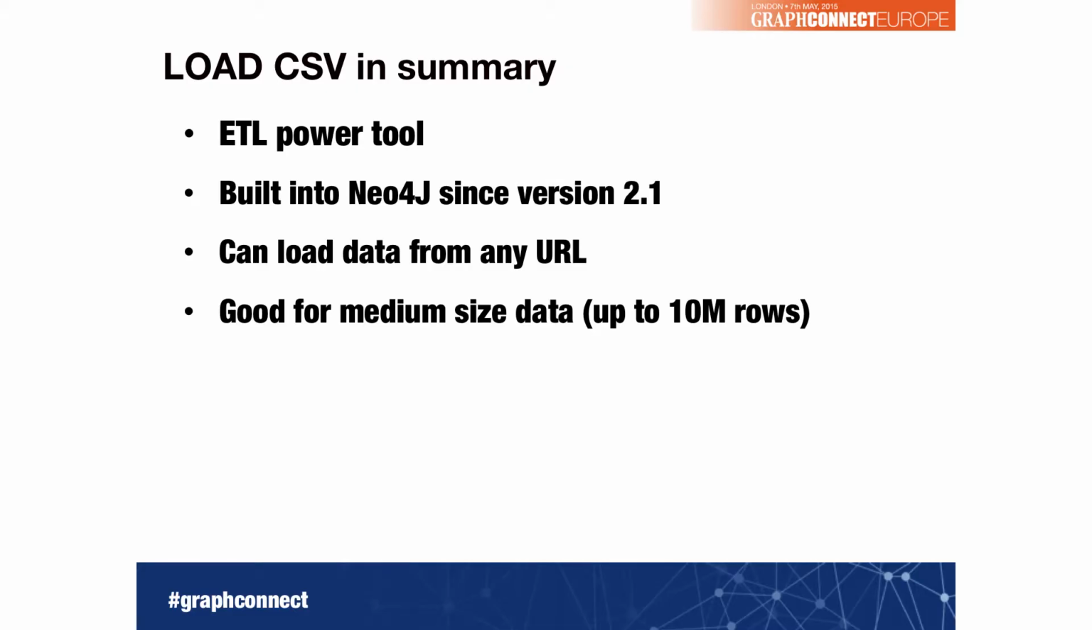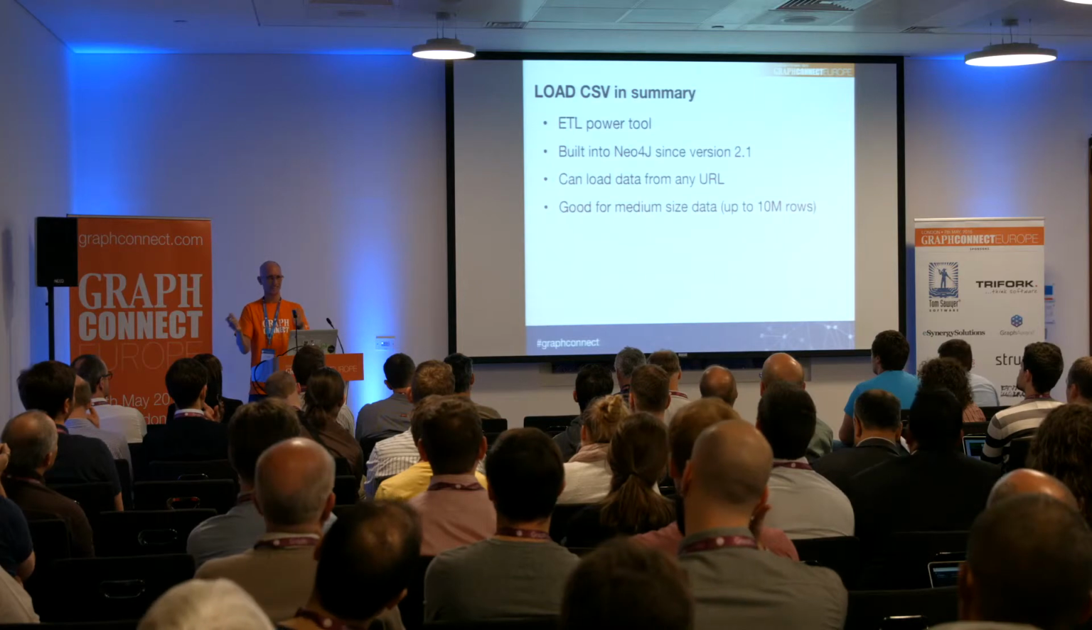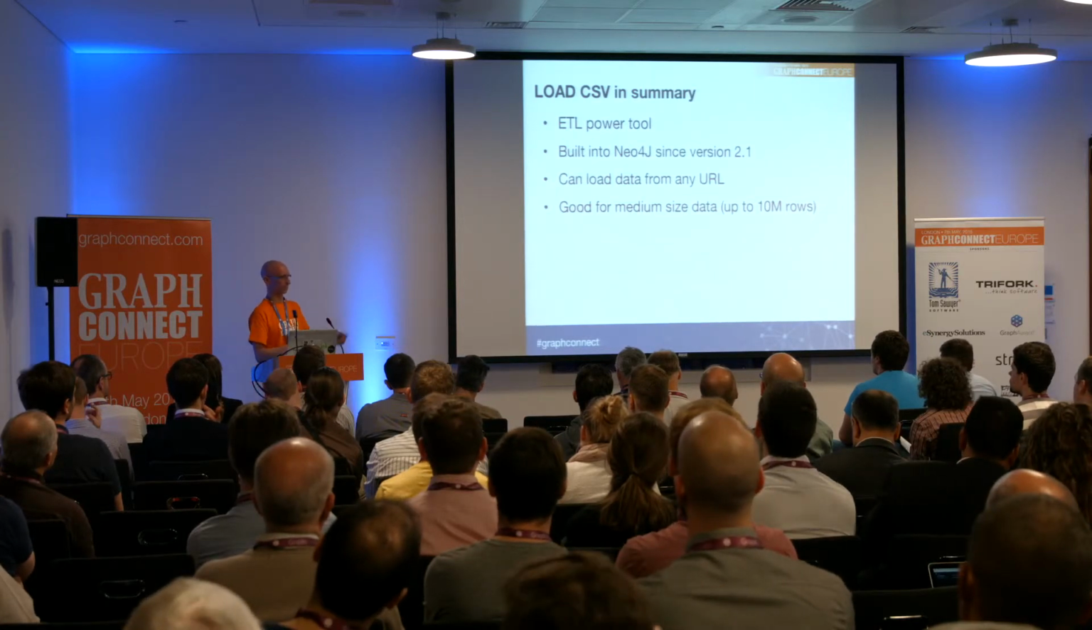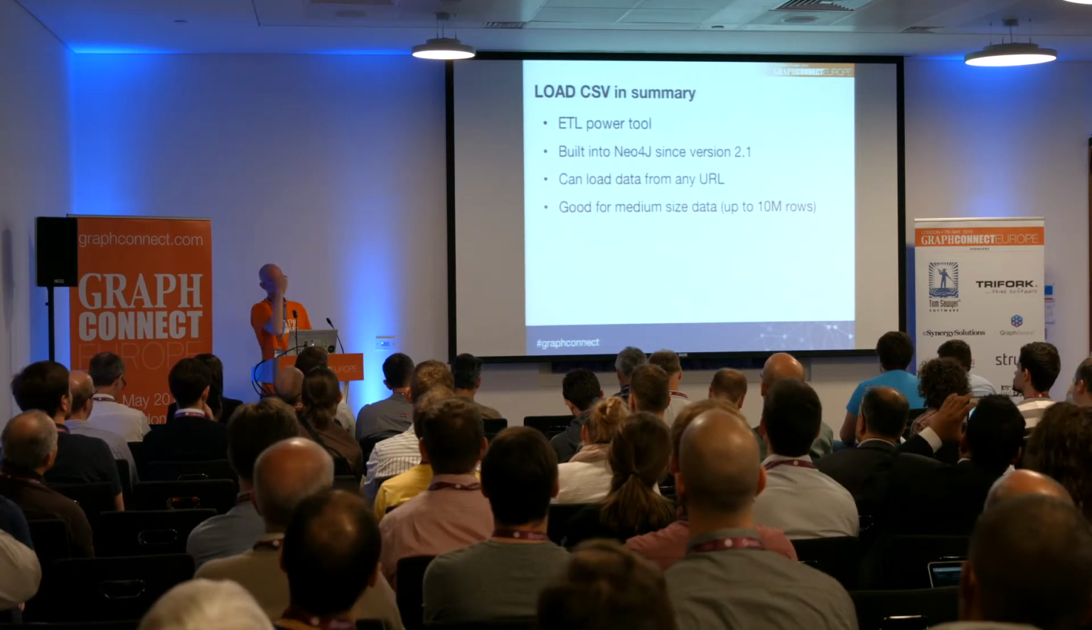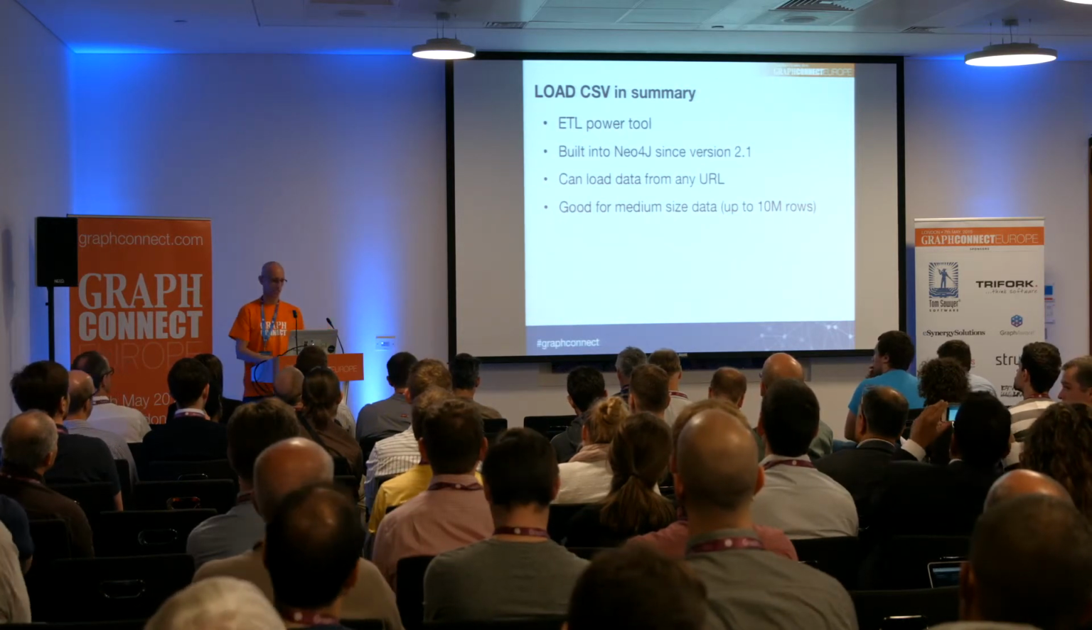So I'm going to run this in a sec, but just to quickly summarize, what would you use this for? Effectively, it's really, really good at the beginning. So I've got some data and I don't know what it is. You can explore it really nicely with this. It's been in Neo4j since 2.1, so it's been there for about a year.